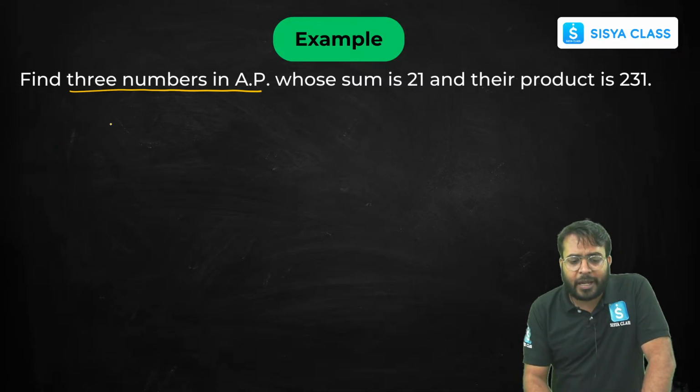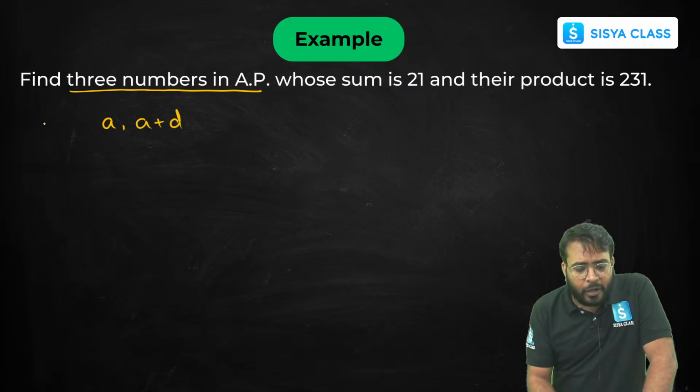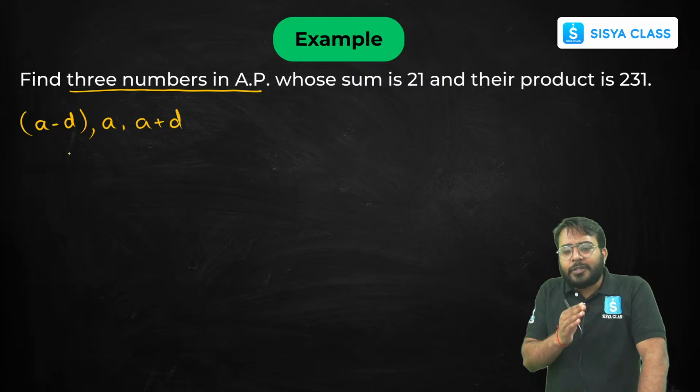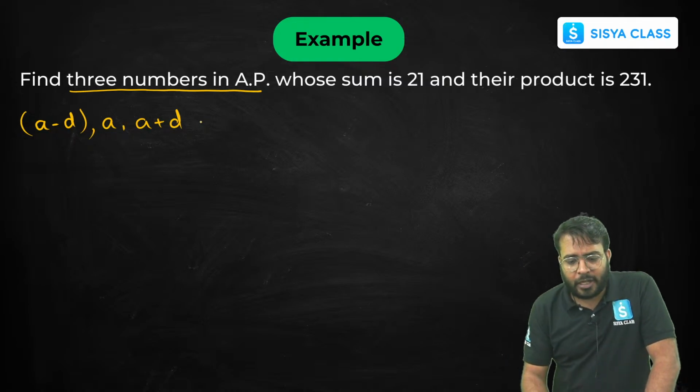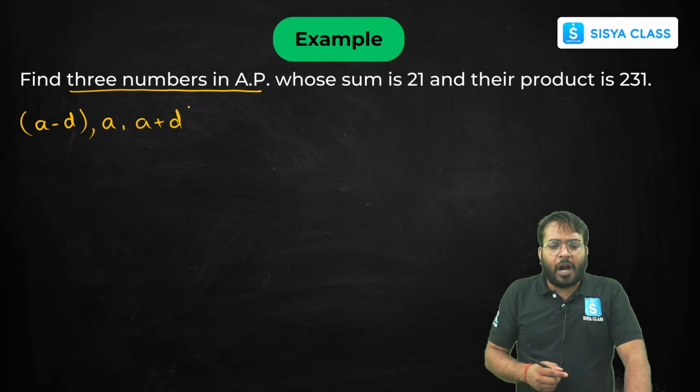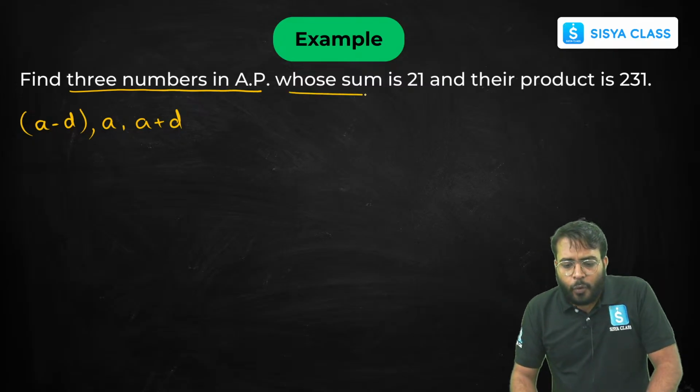See here, three terms, okay, so I'm talking about three terms. So three terms में कैसे assume करूँगा, here I'm going to assume like a plus d and the previous one a minus d, all right. So these are my three terms, a minus d, a, a plus d, okay, these are my three terms of AP, got it. What they are saying, whose sum is 21.